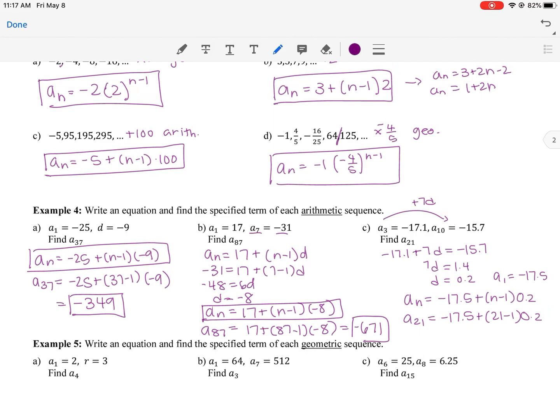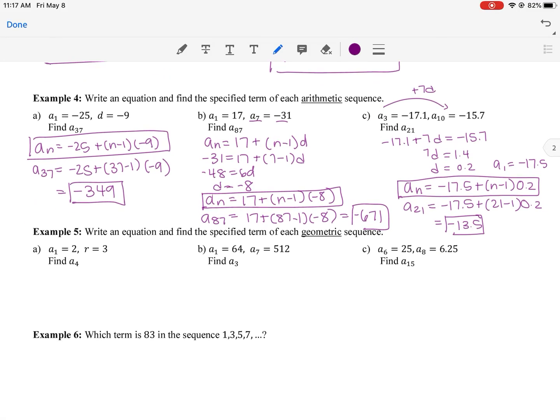Or the other option I would say at this stage is to, we get negative 13.5. The other option would be to think about starting still with that negative 17.5, but to say, hey, to get to the 21st term, we're adding this difference 18 times. Or, start with the 10th term and add it 11.